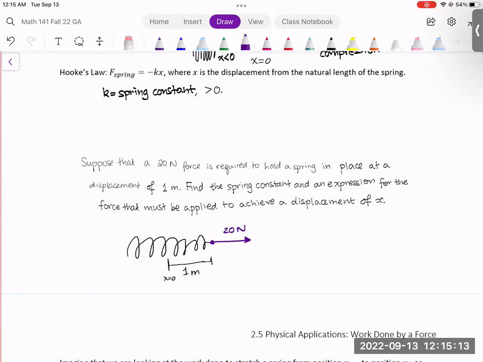Okay, so just making a quick diagram of what's going on here. We are applying some force, 20 newtons. The spring is pulling back the other way, 20 newtons. I'm going to write that negative 20 newtons, because we're saying our spring is being held in place. So the amount that we're pulling to the right is being matched by our spring off to the left.